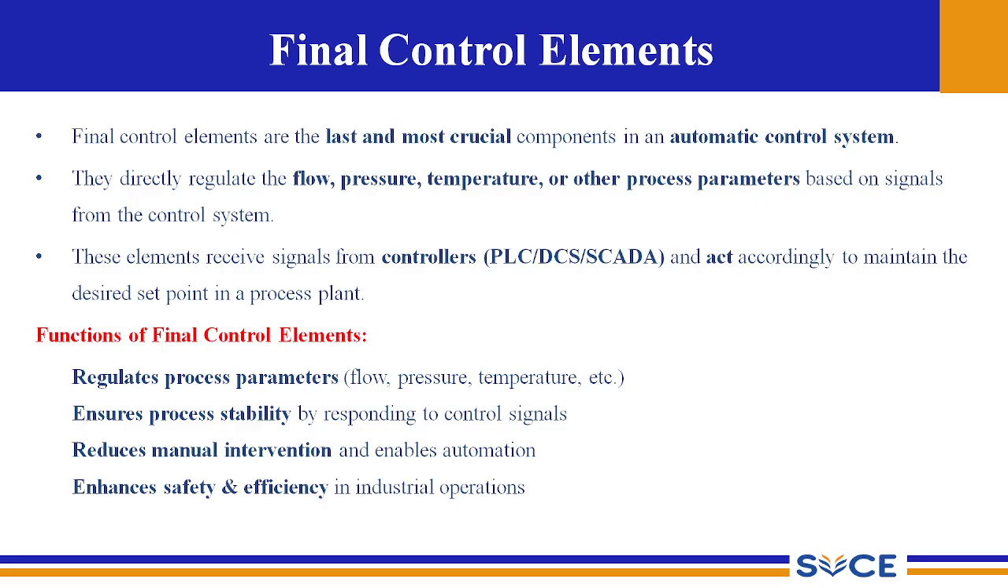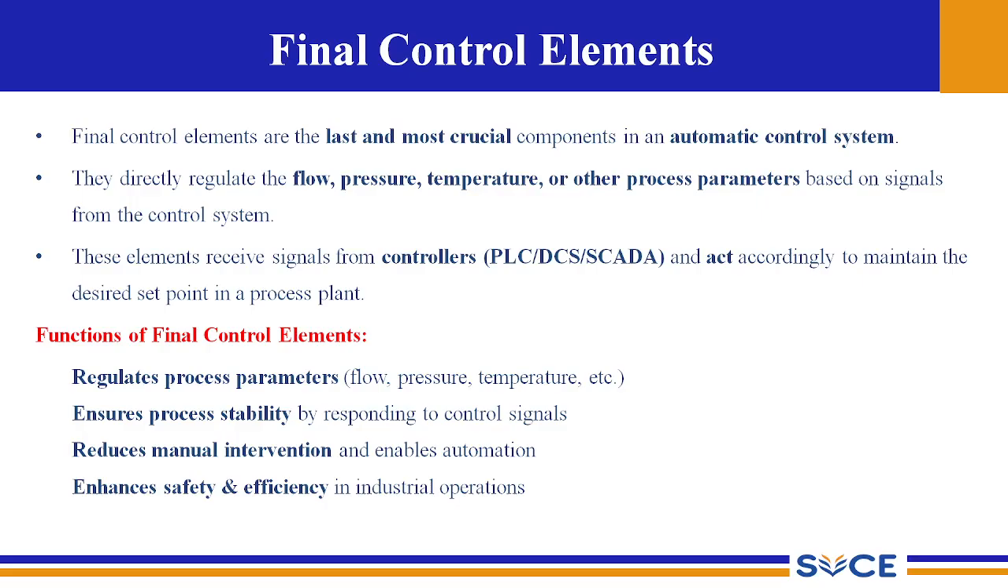A very important or crucial component of an automatic control system will be the final control elements. They are the last and the most crucial component in the case of an automatic control system. They directly regulate the flow, pressure, temperature, or other process parameters based on the signals from the control system. Nowadays, since the process plants are moving towards automation, the final control elements are the crucial part to receive the signals from the controllers.